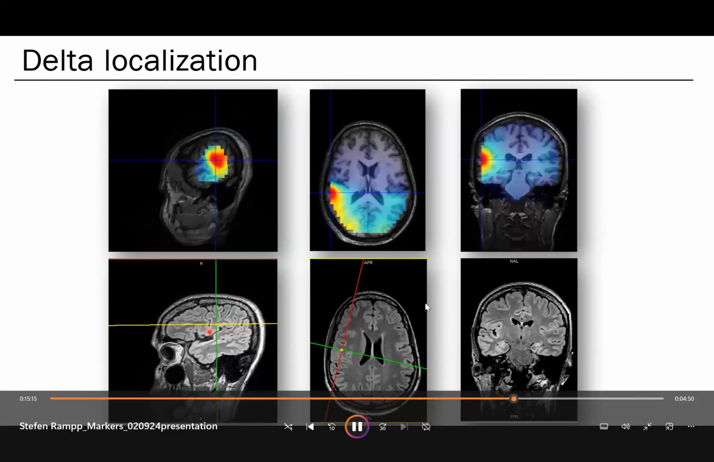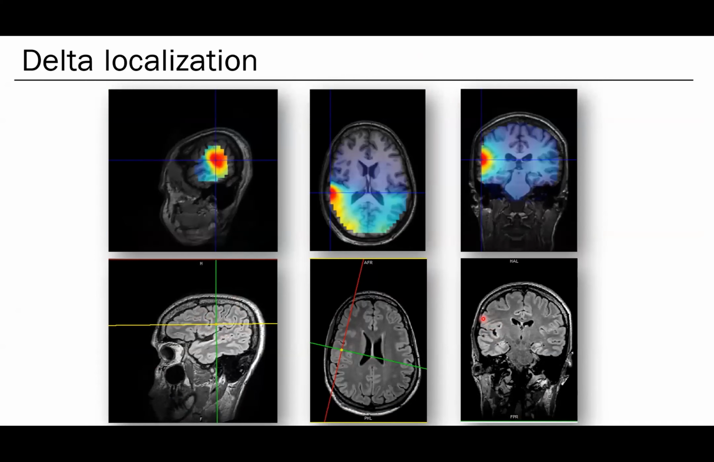Again, his MRI with the focal cortical dysplasia, and this is the slow wave or delta localization. As you can see, the significant increase is only located in the area of the focal cortical dysplasia. There's nothing on the other side, nothing in other lobes. This is very unlike what we saw using interictal spikes.